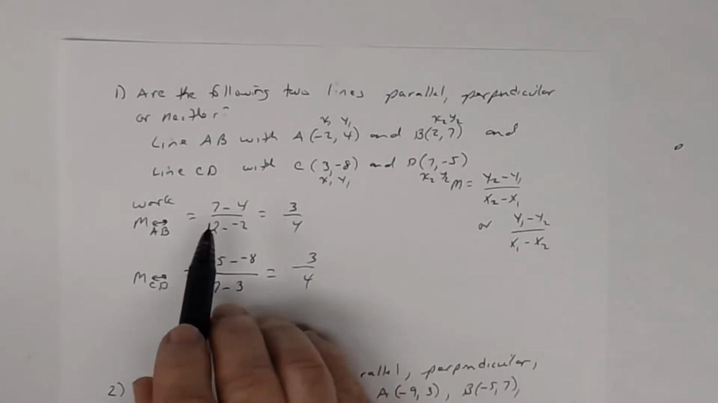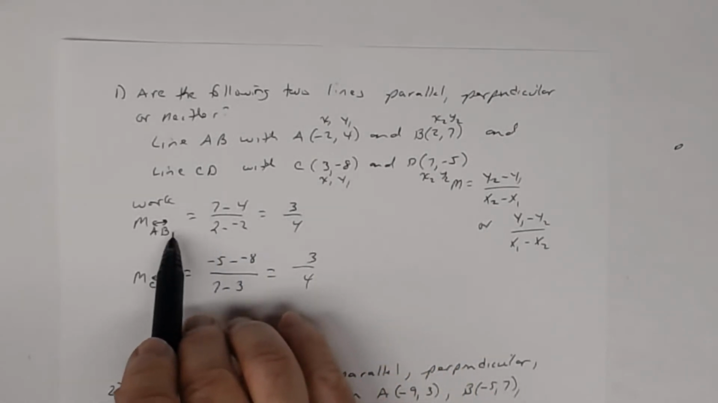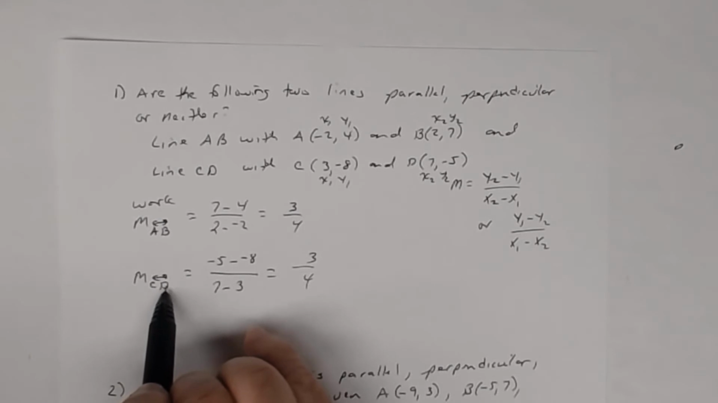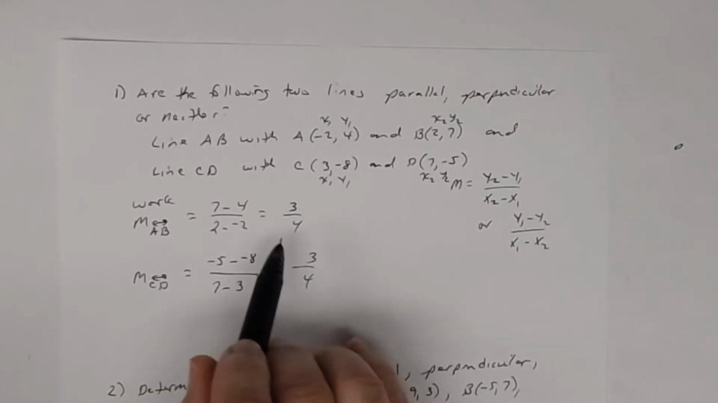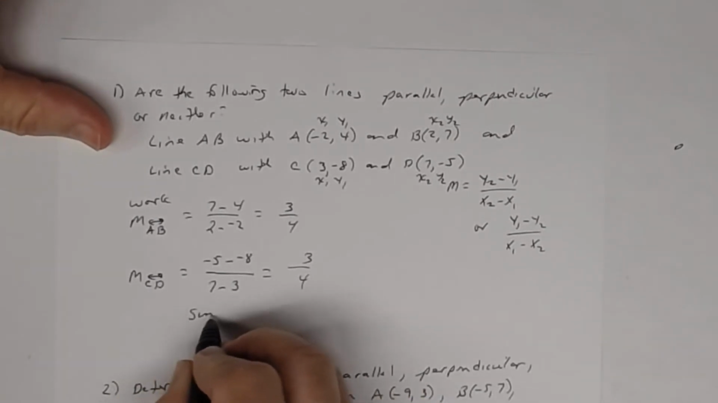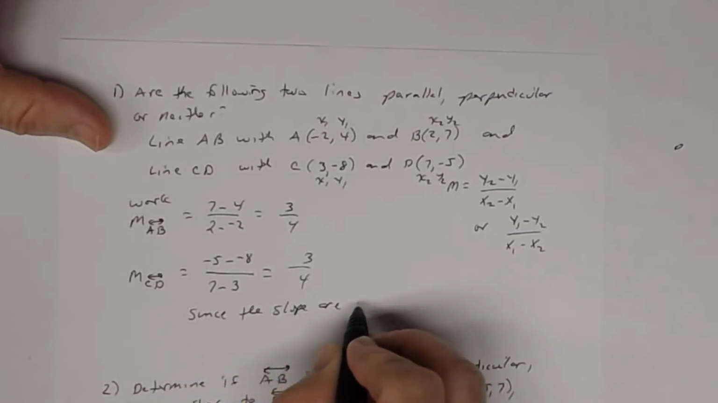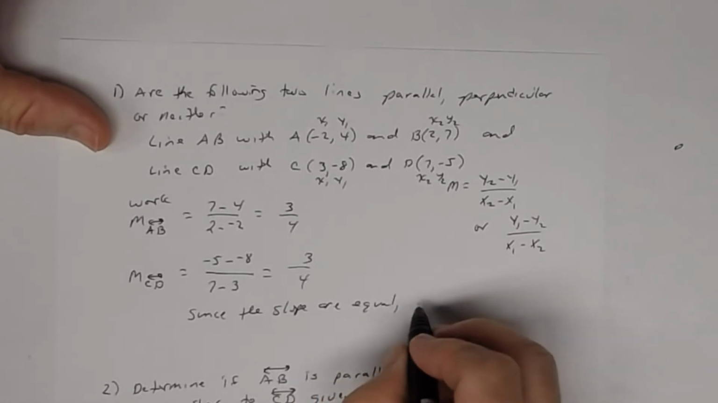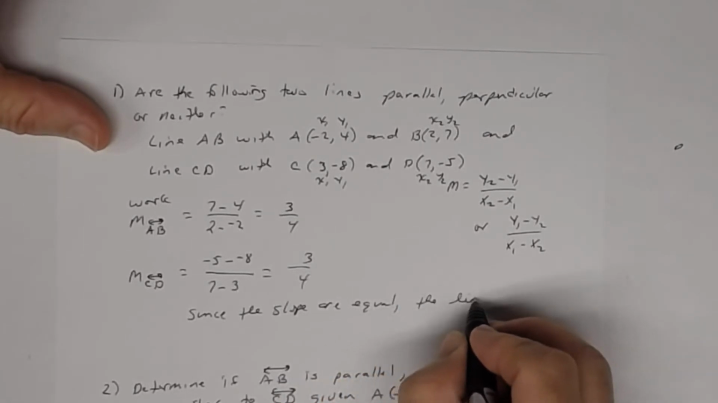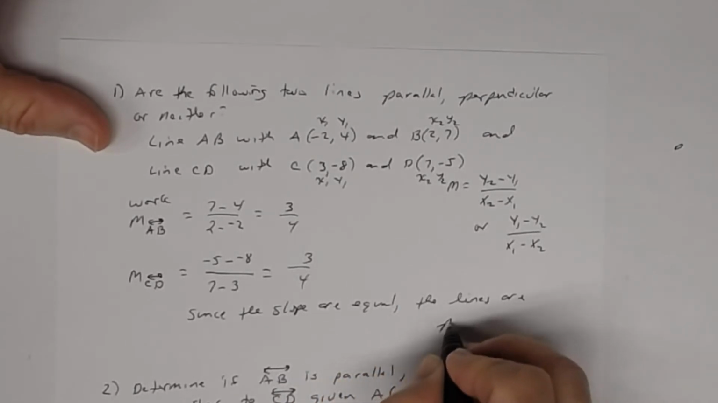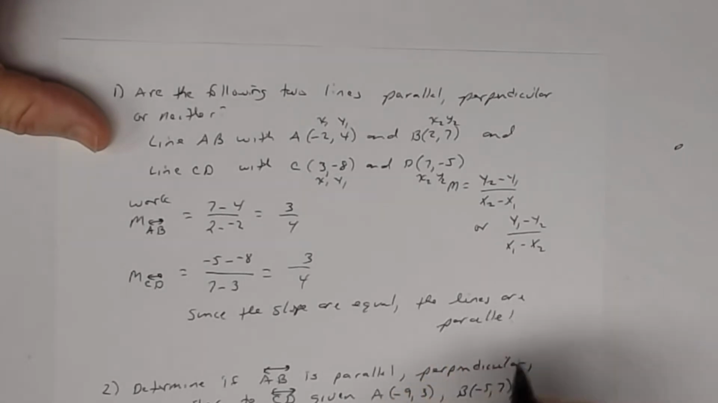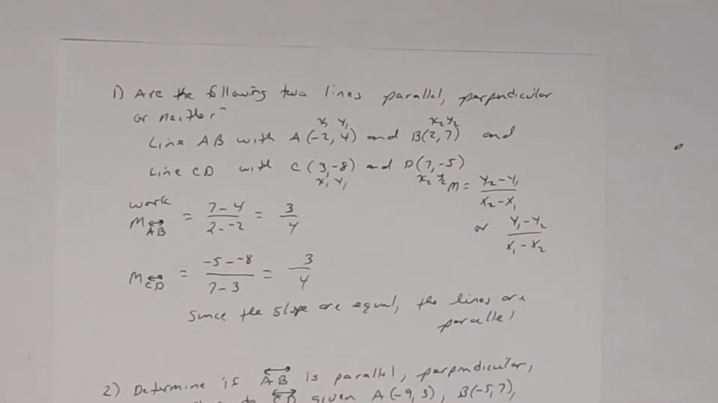So notice the slope of line AB and the slope of line CD are the same. So you're going to say since the slopes are equal, the lines are parallel. Okay? All right, so that was number 1.